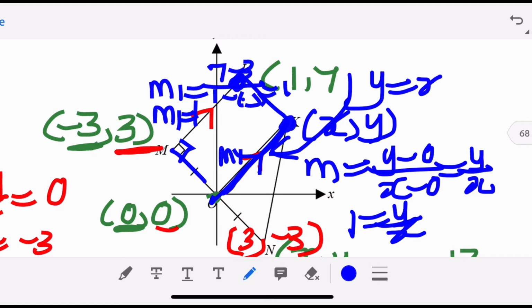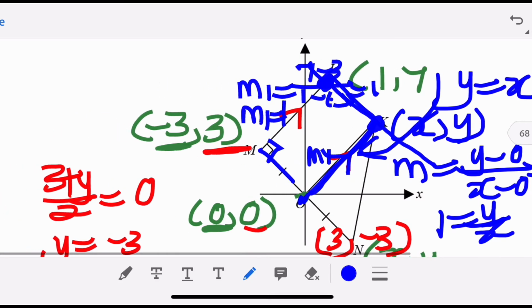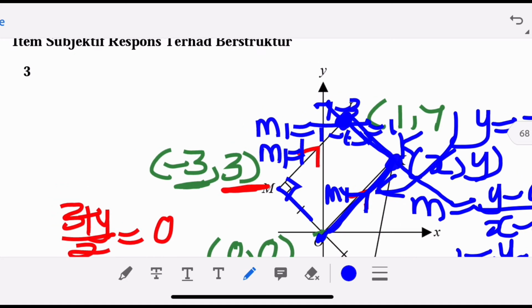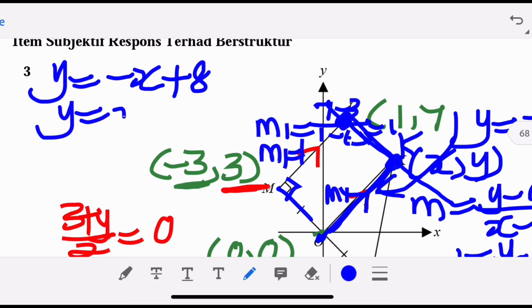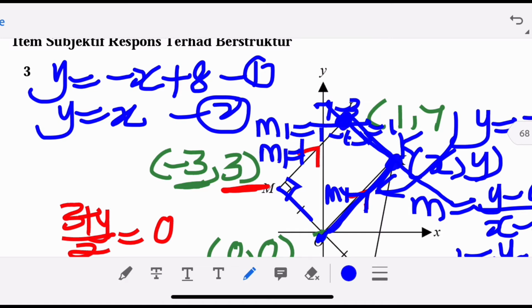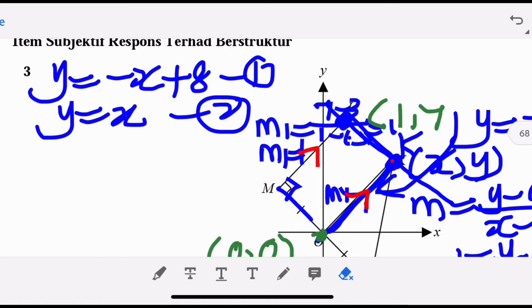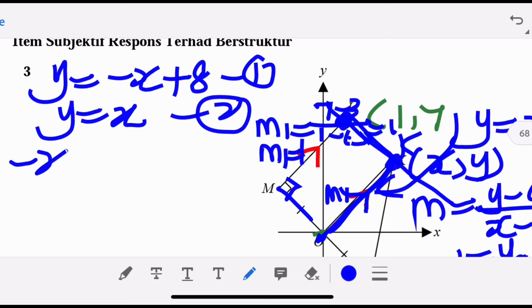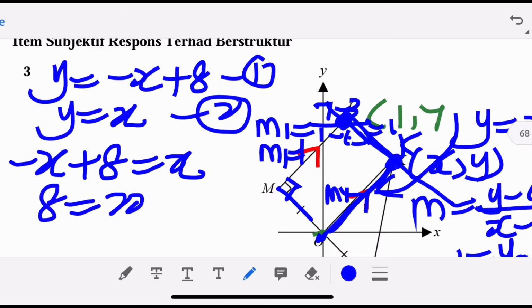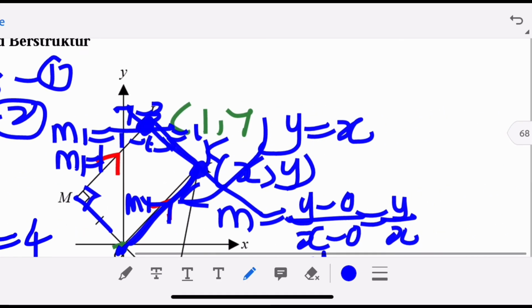Alright, so we can solve this y equal to x with the equation we have just now, to find the point K. So that equation is y equal to negative x plus 8, right? We have y equal to x, so 1 and 2, right? So if we solve the 1 and 2, we can find the x. So negative x plus 8 equal to x. So that means 8 equal to 2x. So x equal to 4. Then y should be equal to 4 because x equal to y.